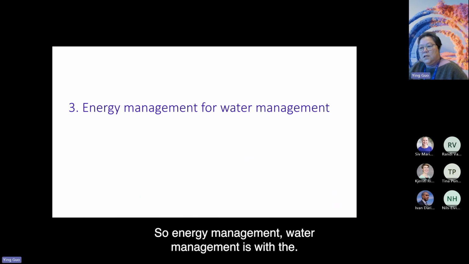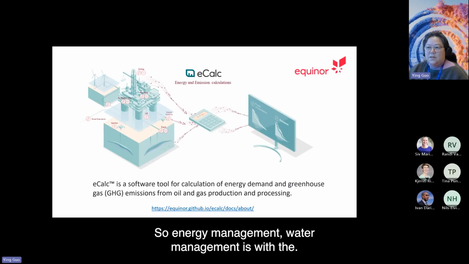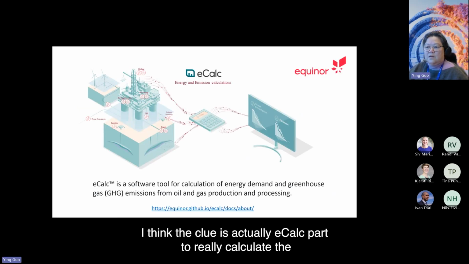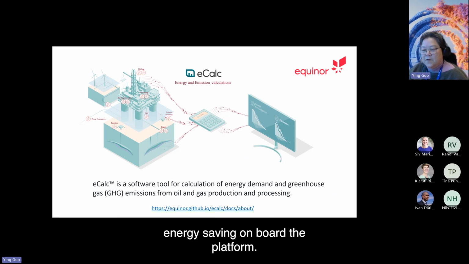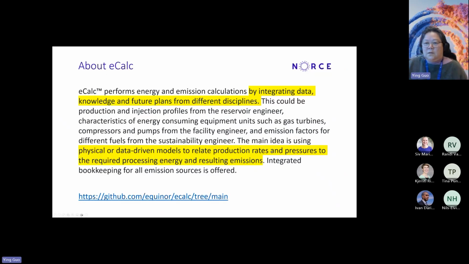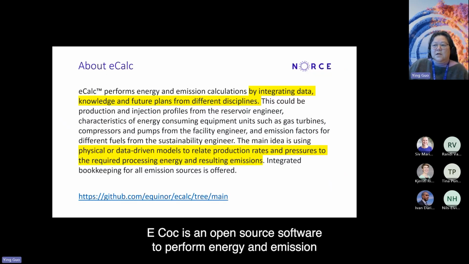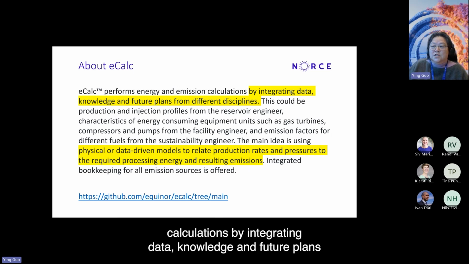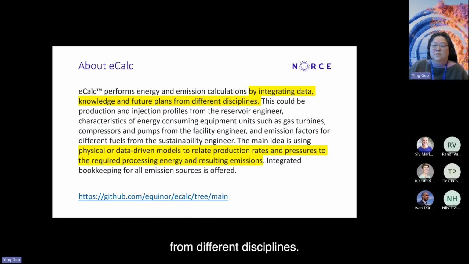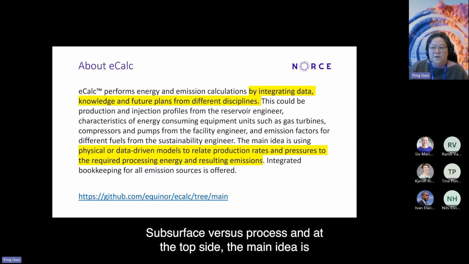So for energy management in water management, I think the key is the eCalc part to really calculate the energy saving on board the platform. So what is eCalc? eCalc is open source software to perform energy and emission calculations by integrating data, knowledge, and future plans from different disciplines, subsurface versus process at the top side.